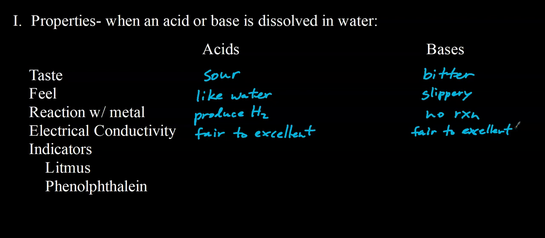A couple that are important for this class are litmus and that second one there, phenolphthalein. The second p is silent. We pronounce that phenolphthalein. And that's the indicator that we'll use in our experiment. Litmus in the presence of an acid is red. And in the presence of a base, it is blue. Phenolphthalein in the presence of an acid is colorless. And in the presence of a base, it is pink.